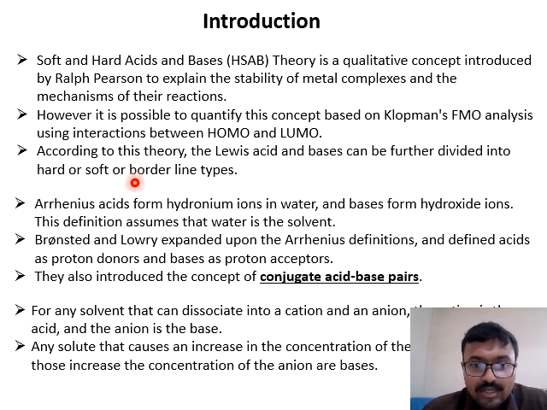According to this theory, Lewis acids and bases can be further divided into hard, soft, or borderline types. Arrhenius acid forms hydronium ion in water, and base forms hydroxide ion. This definition assumes water as a solvent. Bronsted and Lowry expanded upon the Arrhenius definition and defined an acid as a proton donor and a base as a proton acceptor. They also introduced the concept of conjugate acid and conjugate base.